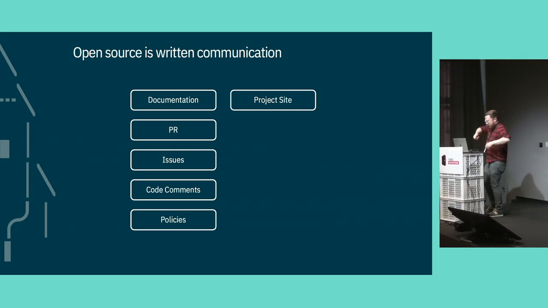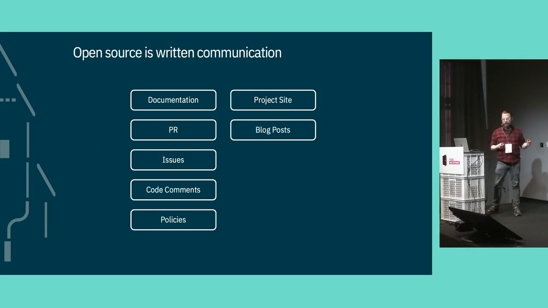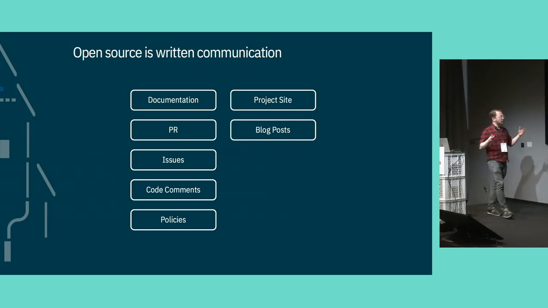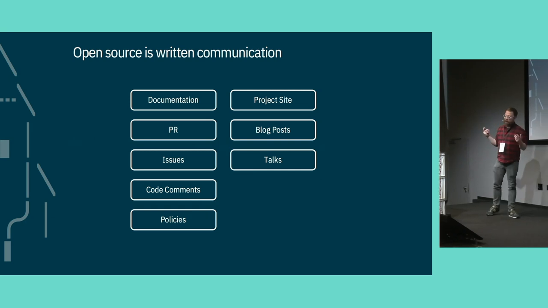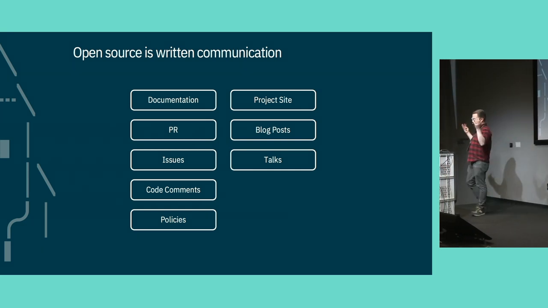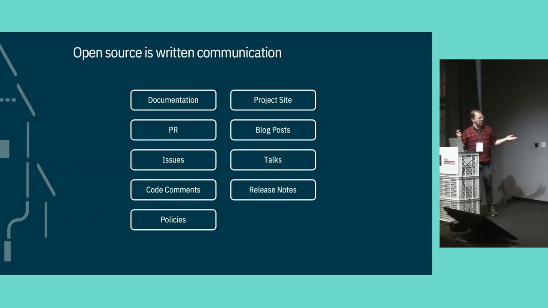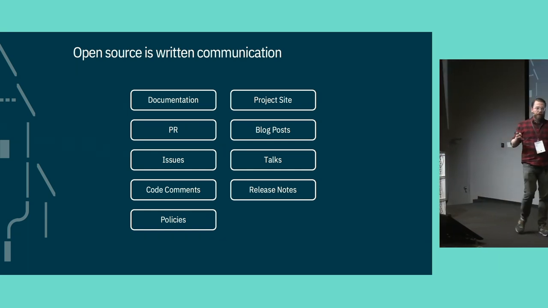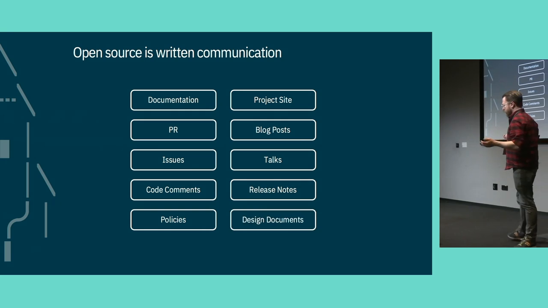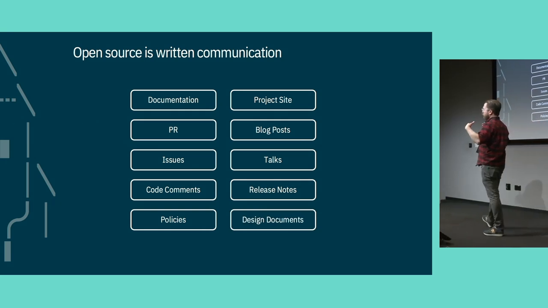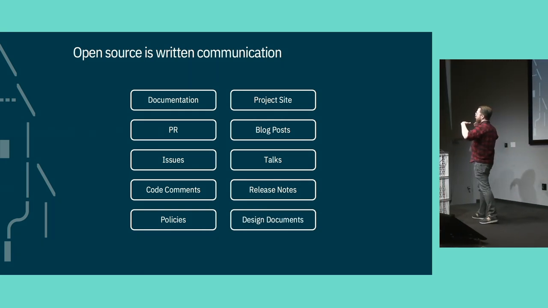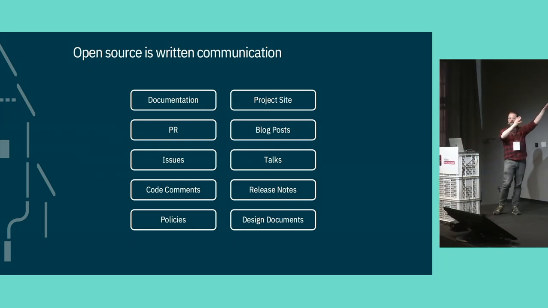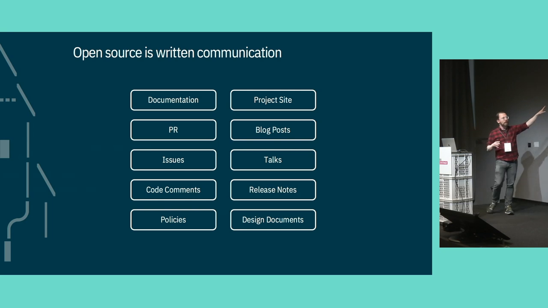You have things like blog posts, which take a lot of time to put together, where you're describing maybe uses of things. You have things like talks where you have to write abstracts, like I did for this, or the talk itself. You have release notes, where every time you release software, you're describing what's in that. And then you have things like design documents that take a huge amount of time to describe the technical direction of things.